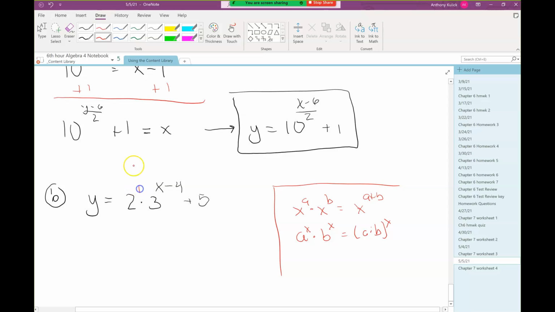Here, the bases are different. One is a 2 and one's a 3. The exponents are different. One is a 1 and the other is an x minus 4. Right? So you cannot combine those together. I see that happen frequently with students. So I just wanted to take a moment and establish that that is not something that's okay to do, that you have to be careful about how you're doing that multiplication.